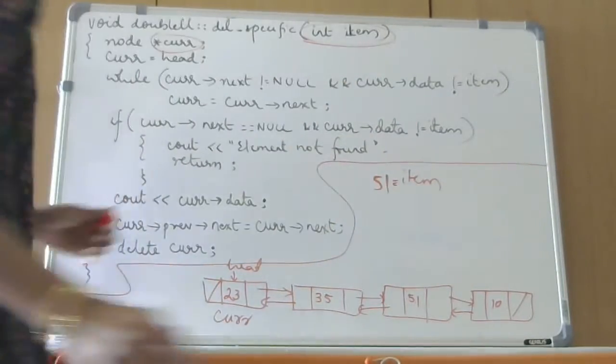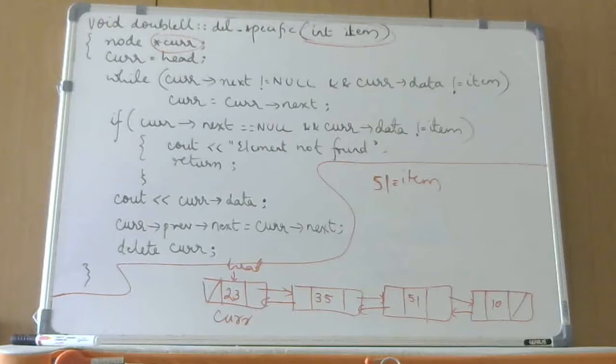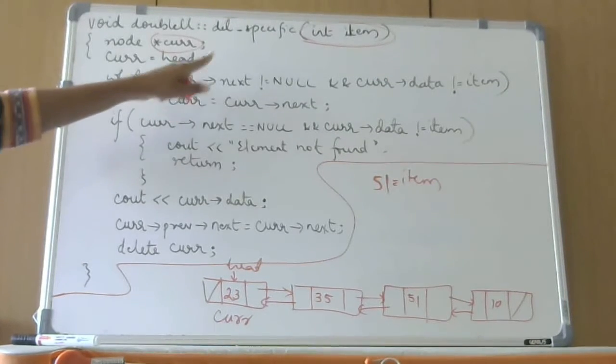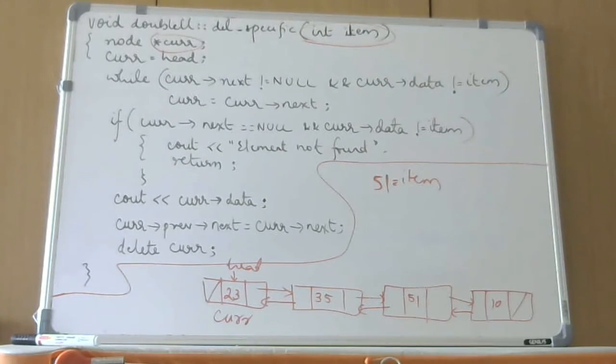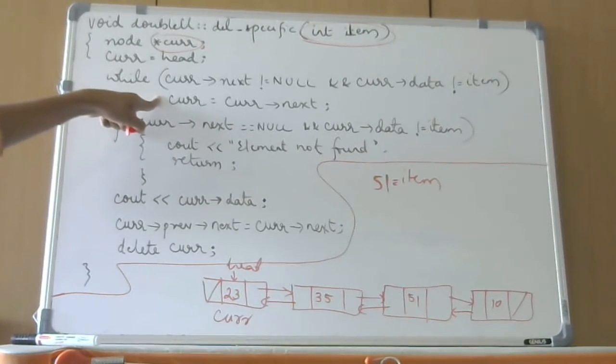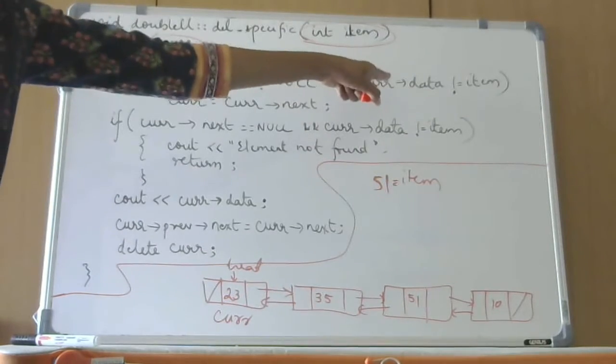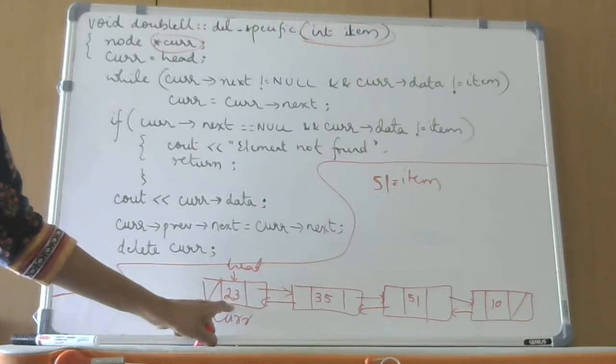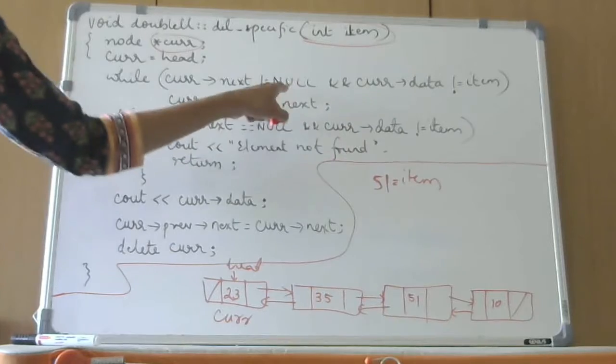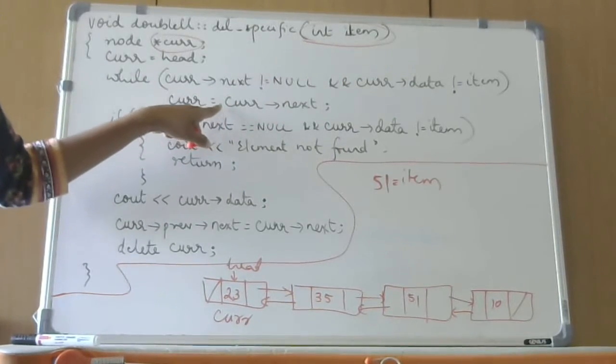What is the item that I have passed? It is 51. Now, here current of next is not equal to null and current of data is not equal to item. I am going to traverse node by node. So current of next, is it null? No. Current of data is what? 23. Is 23 equal to 51? No. So both the conditions are satisfied. So I will come into the while loop.